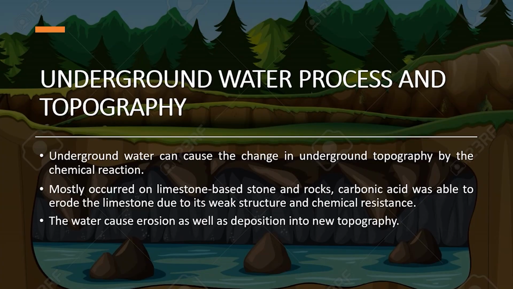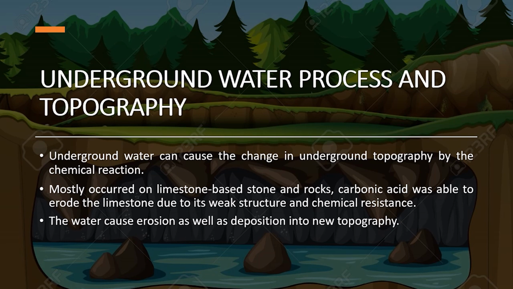Now we talk about the surface water. Let's take a look at the underground water process that affects the topography. The underground water can cause changes in underground topography by chemical reaction. Okay, and let me add a little bit. Not only the chemical reaction, it is also done by force and friction.